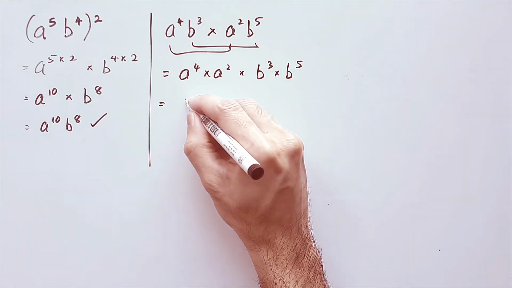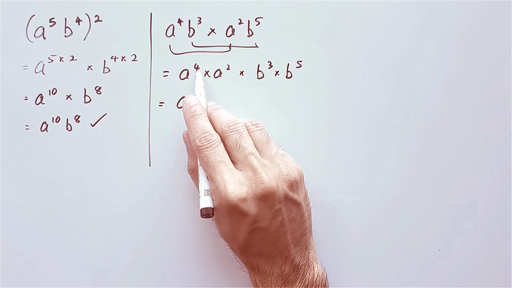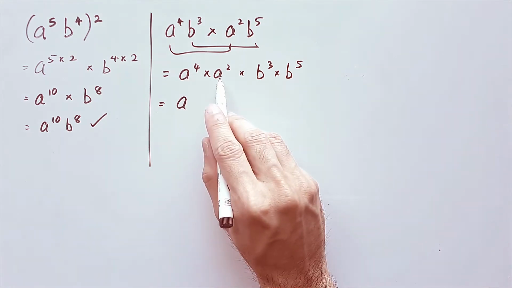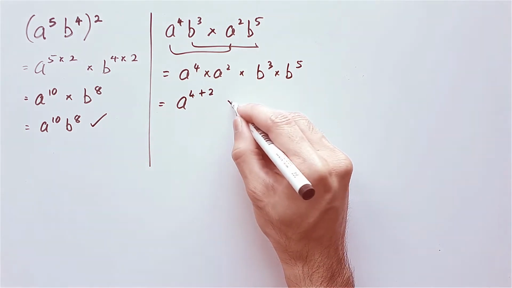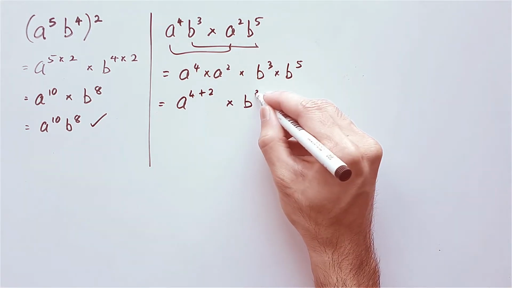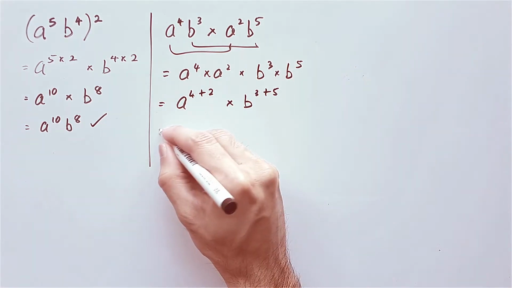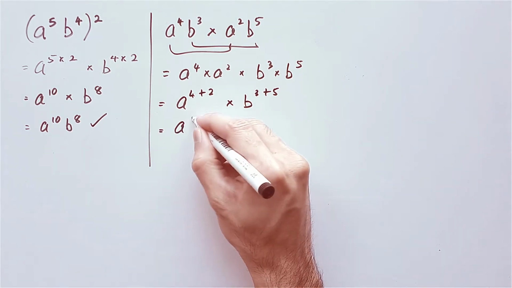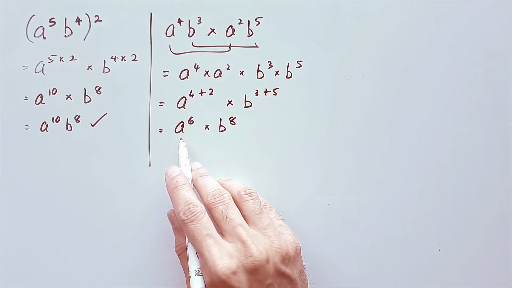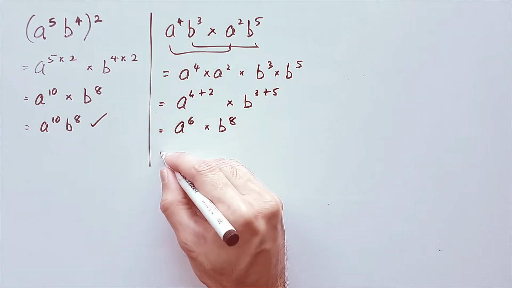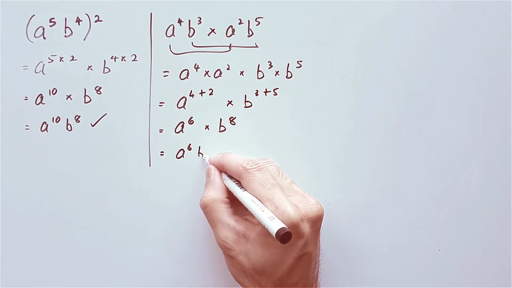And this would simplify according to an index law where the same bases means that the powers add, and so a is to the power of 4 plus 2, and b is to the power of 3 plus 5. These will simplify to a to the power of 6 times b to the power of 8, and seeing that it's just two simple terms multiplying each other, we can write them side by side again.